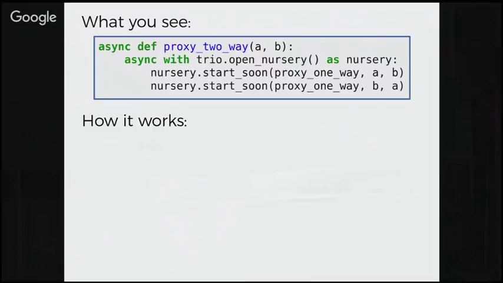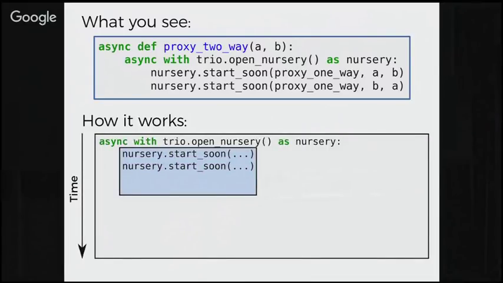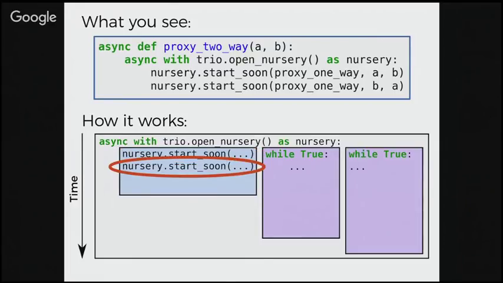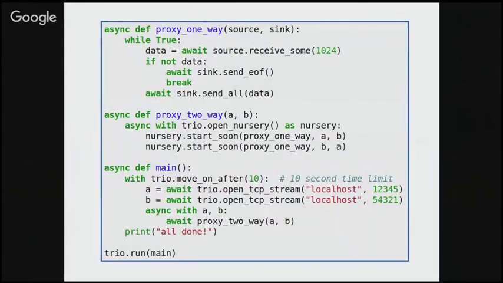So here's conceptually what happens when we execute code like this. We open our nursery, and then the code inside that with block starts executing, right? The first line calls the start_soon method. What that does is it starts a copy of that loop, but conceptually it's running inside that with block, concurrently to the first one. And then we execute the second line. It starts another one of those. And then this part finishes, but the with block's not done yet. The with block doesn't return until everything inside it has finished, and that's how we get that nice cleanup behavior.